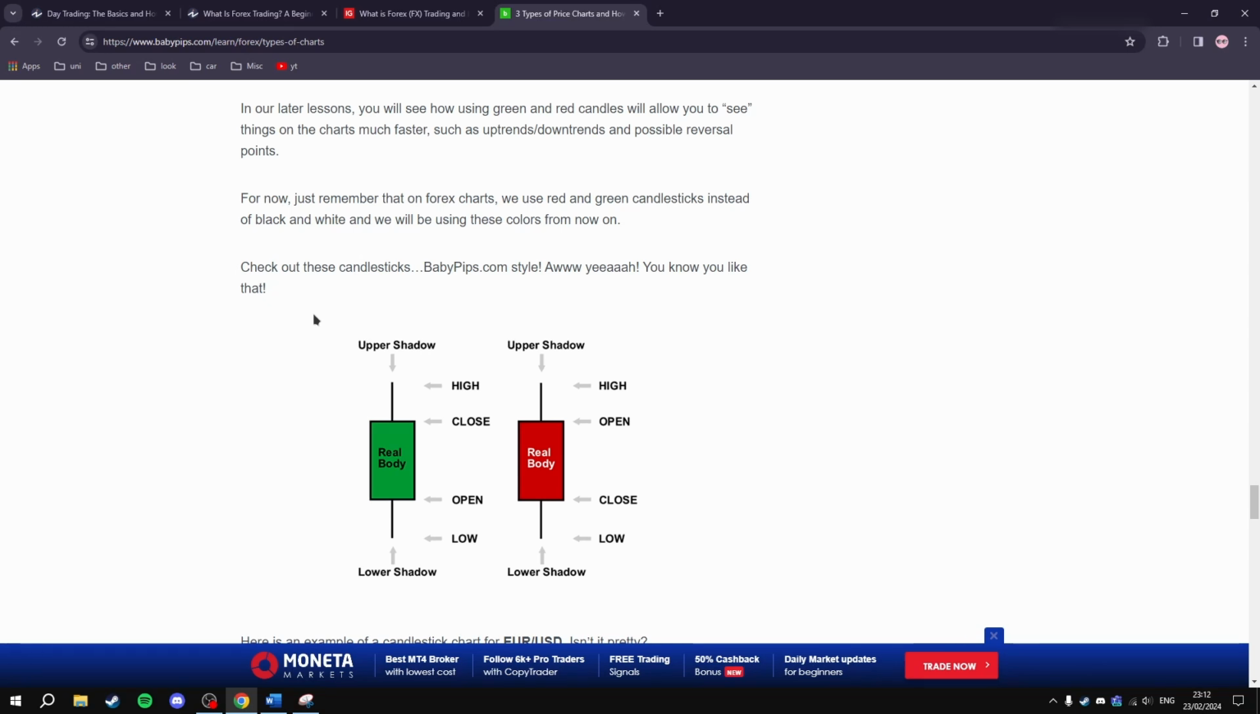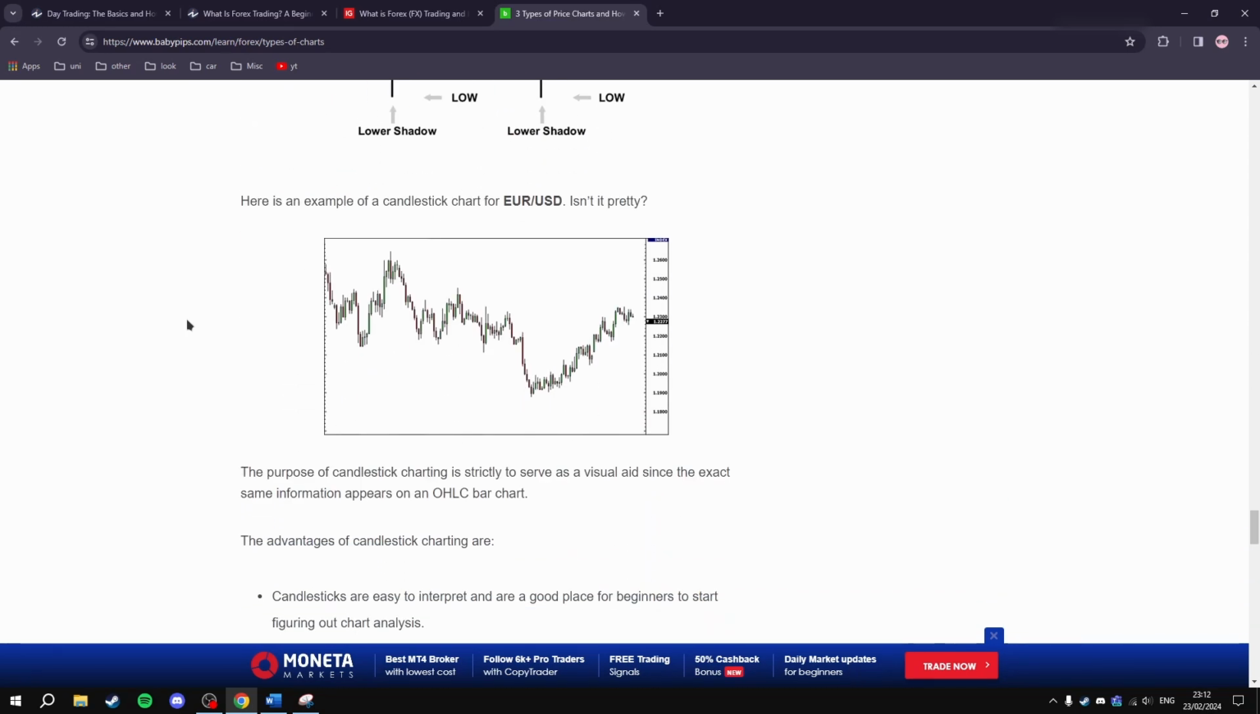I still don't get what this lower shadow and upper shadow thing is, so yeah. Here is an example of a candlestick chart for EUR/USD. Isn't it pretty? The purpose of candlestick charting is strictly to serve as a visual aid, since the exact same information appears on an OHLC bar chart, or open, high, low, closing.